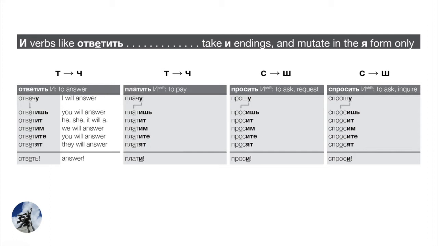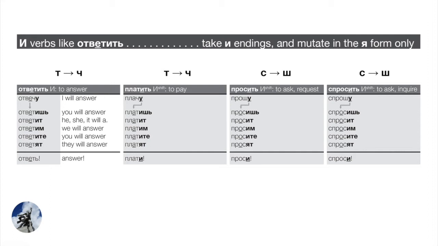Okay, next, prosit', meaning to request something, to ask someone to do something. The final stem consonant is S. And as we learned with pisat', when an S mutates in Russian, it mutates to sh. So here we get that in the ya form only, proshu, but then elsewhere we're back to our original consonant: prosish, prosit, prosim, prosite, prosyat.